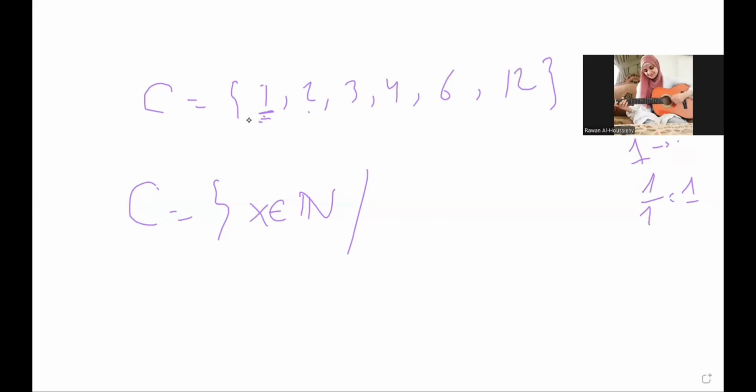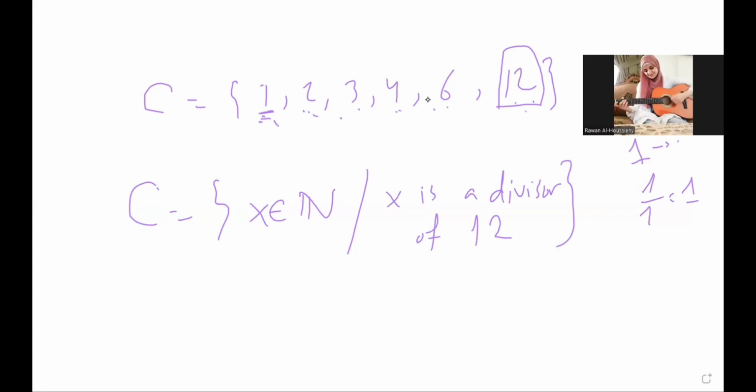Let me see if they are divisors. To know whether they are divisors or not, I look at the largest number I have in the set, which is 12. Let's see. 12 is divisible by 1. 12 divided by 1 is equal to 12. 12 is also divisible by 2, also by 3, by 4, by 6, and also by 12. Then x is a divisor of 12.